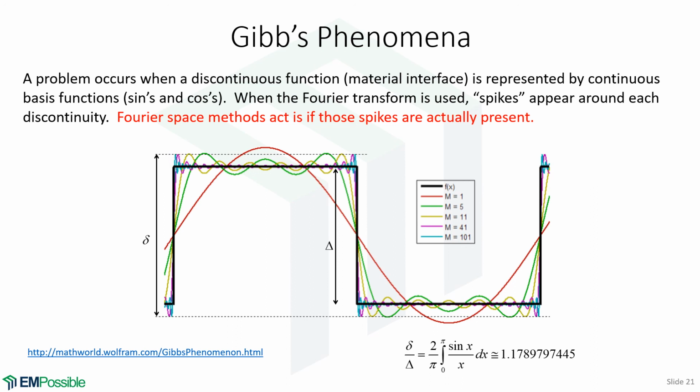And for high contrast structures, this overshoot gets larger. And that's another reason why for high contrast structures, the Fourier space methods really start to bog down. And you can't get rid of Gibbs phenomenon. All you can do is make those overshoots smaller. But when those overshoots are there, that actually is the device that you're simulating. It's just like you have a device where there's a spike in the permittivity right at the edges of the device.